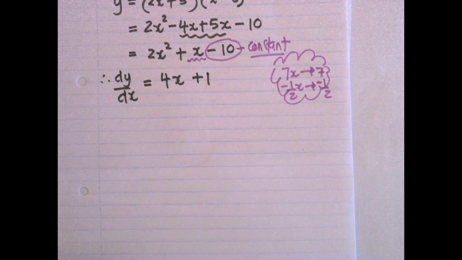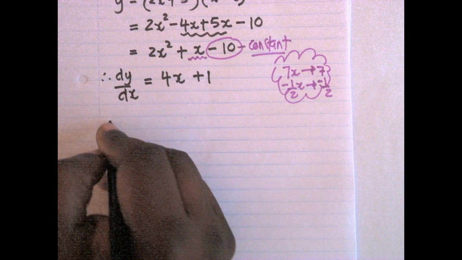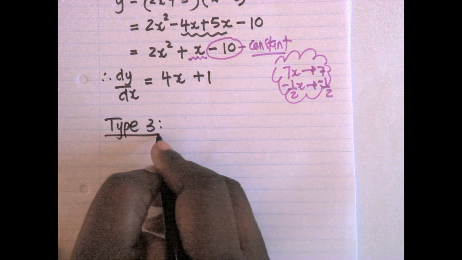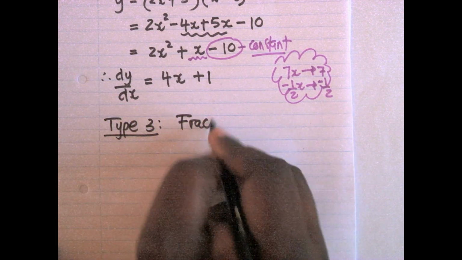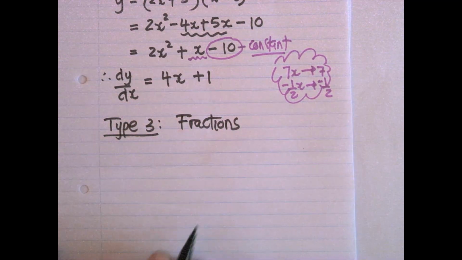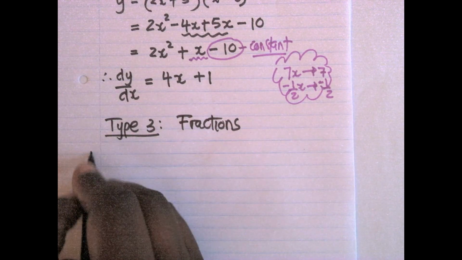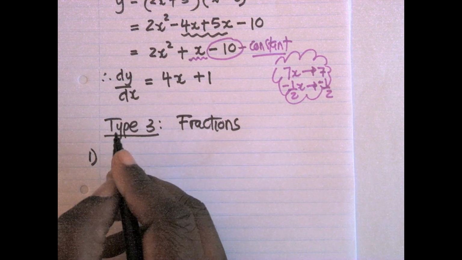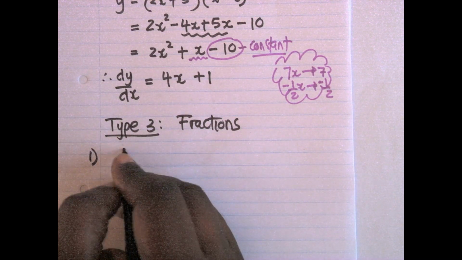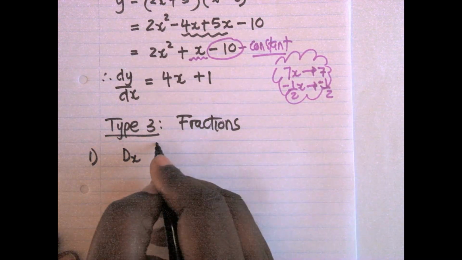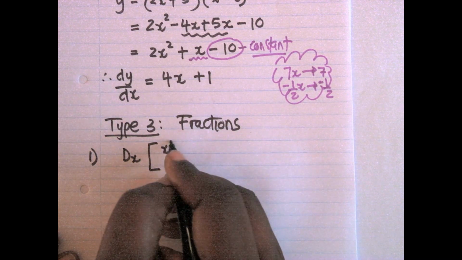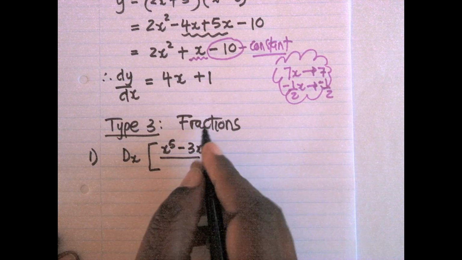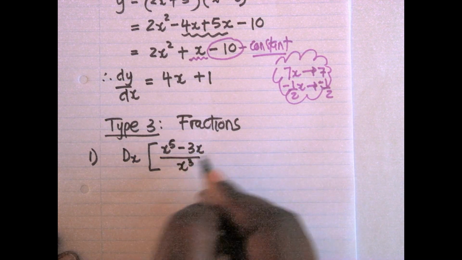Right. The next type that we want to look at, type 3, is when we are given fractions. Number 1. D of x is given as x over x to the power of 5 minus 3x over x to the power of 3.